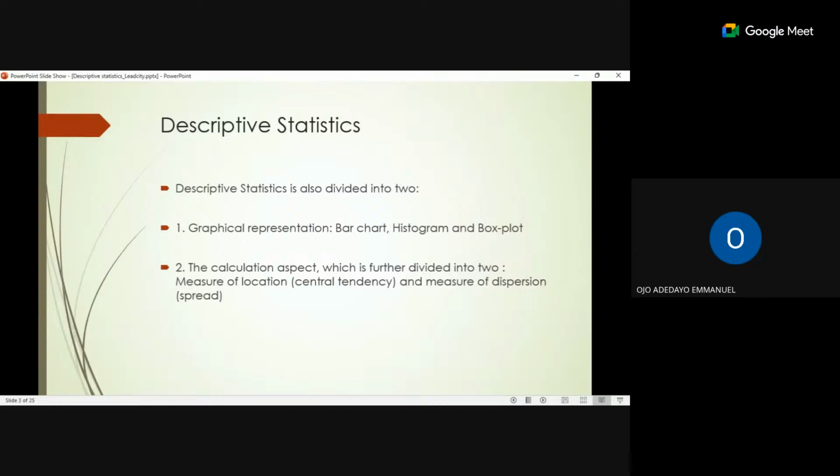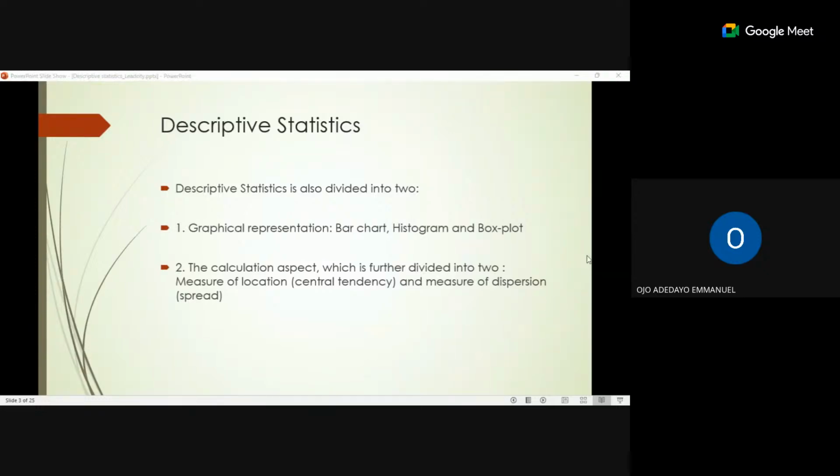The first one is what we call the measure of location, another name for which is measure of central tendency. Anytime you hear measure of location or measure of central tendency, they are referring to the mean, median, and mode. Please note that all three of them are called the measure of location. We normally use it to check the average of the data that we have.